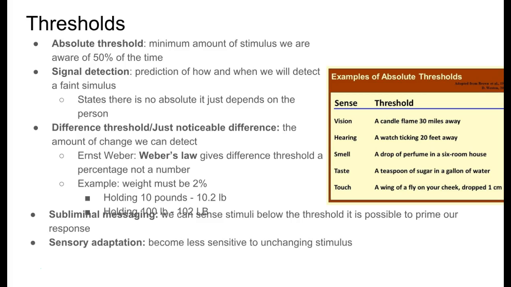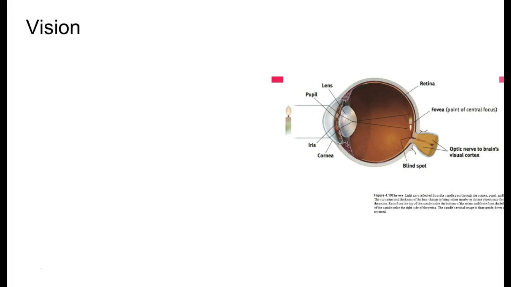And sensory adaptation is just saying that we become less sensitive to things when it's not changing. So if we're being exposed to it over time. For example, a funky smell in your house. Maybe you don't realize it, but if somebody comes over, they'll say, "Ooh, it smells."